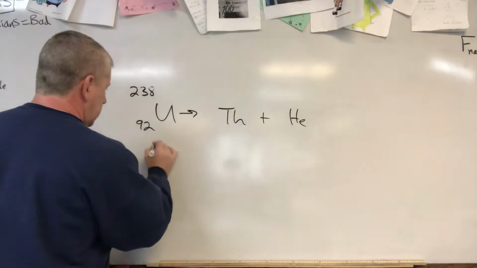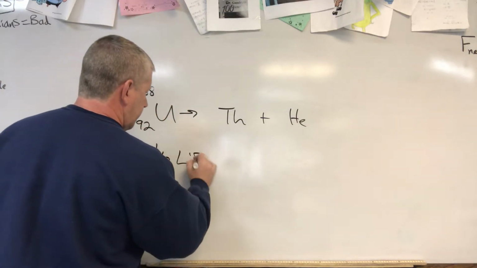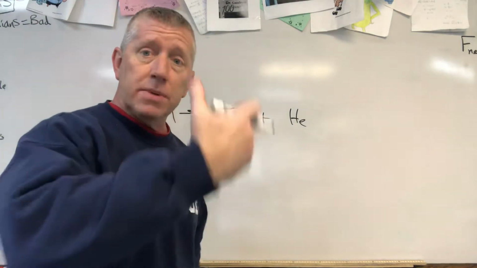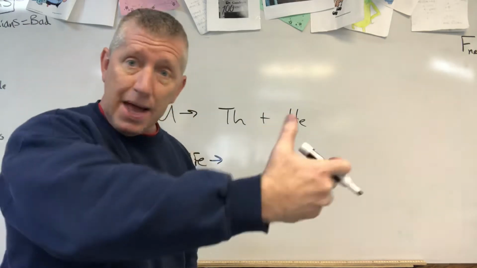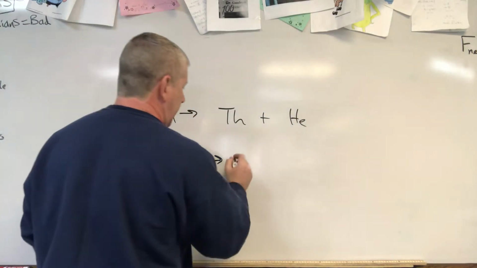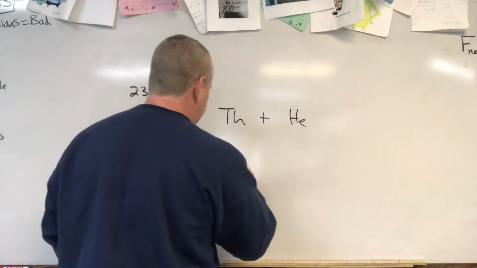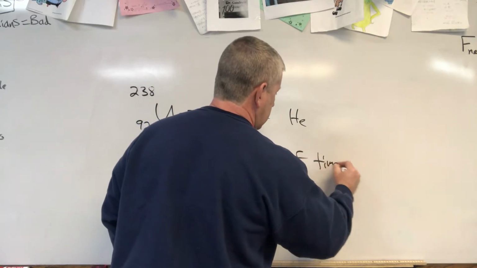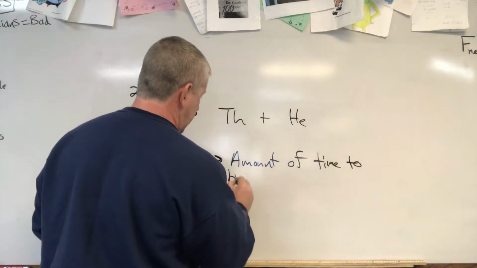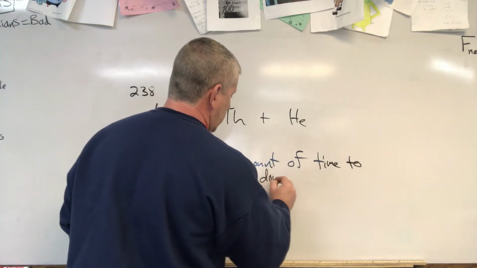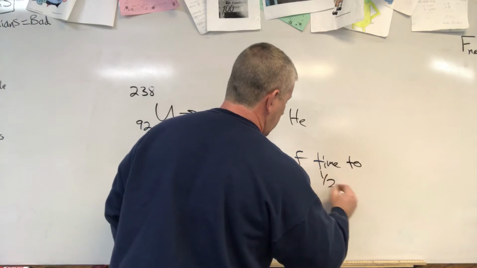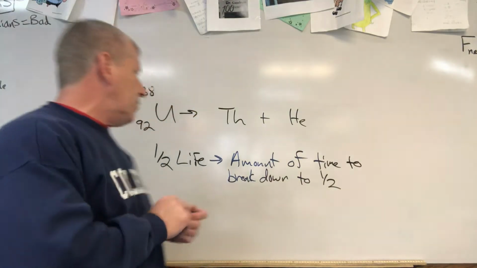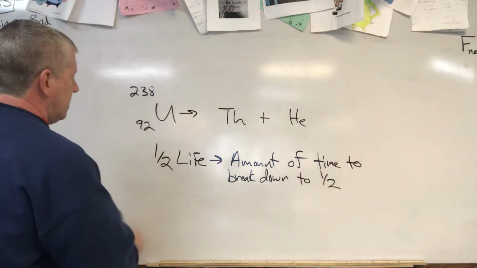Half-life. What does that mean? Half-life is the amount of time it takes for half of the radioactive material to decay, to break down, to change. So it's a time number, the amount of time to break down to one half. All right, that's half-life. So if you have a radioactive material, let's take an example of this.